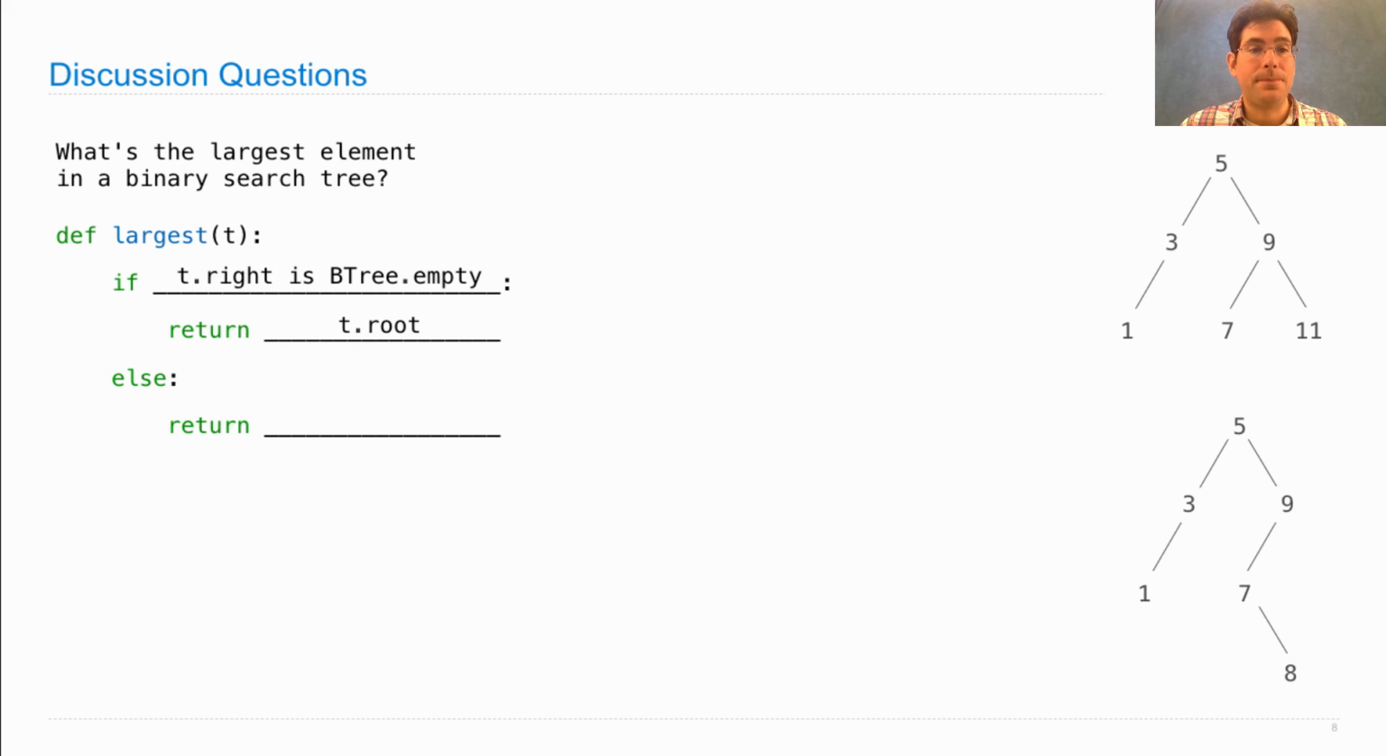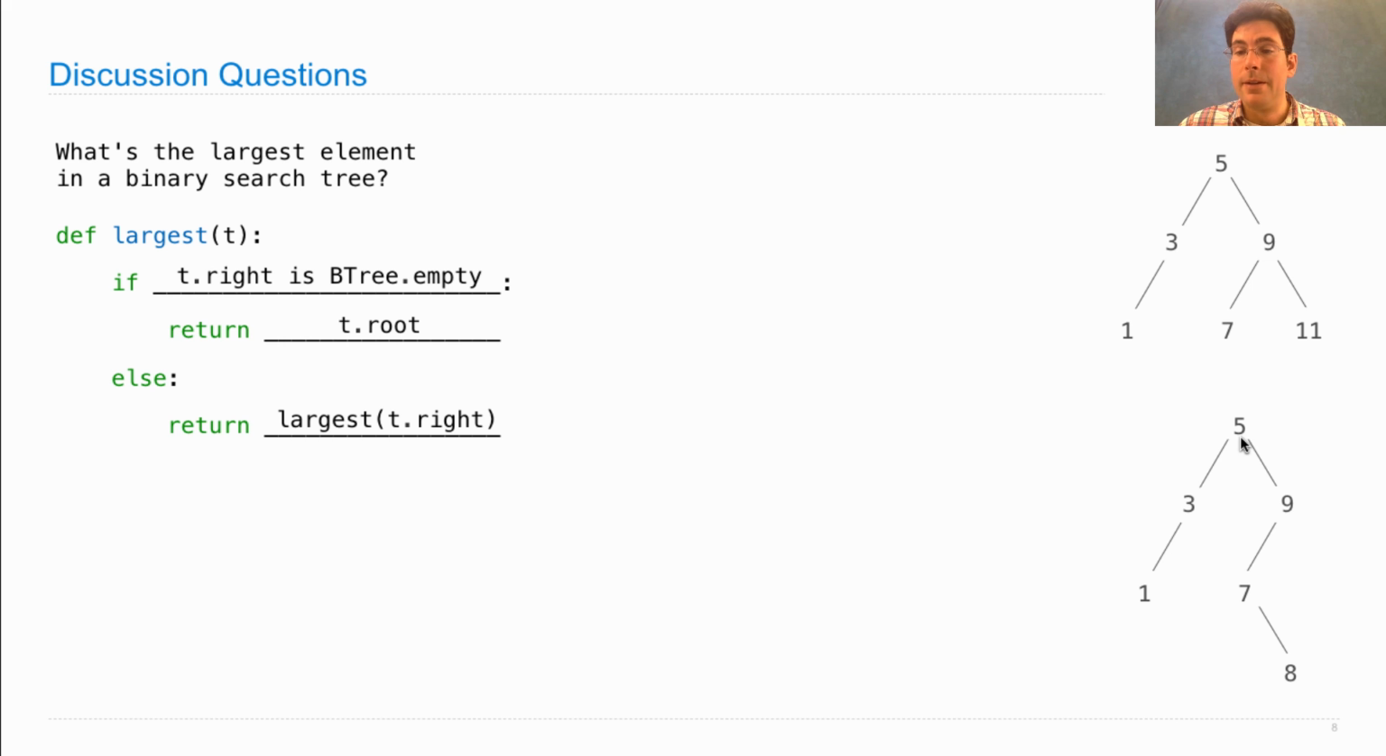Here's one way to write it. If the right is empty, then you know you've reached the highest point. You just return the root value. Otherwise, you go right. So starting from here, we would then make a recursive call on this subtree, and then make a recursive call on this subtree. And here, there's no right branch, and so 11 is the largest value.